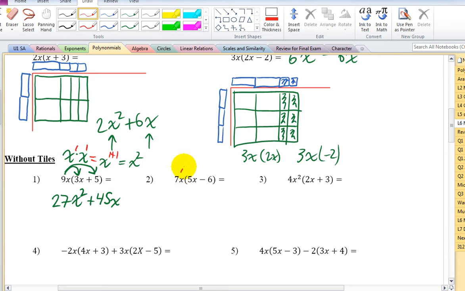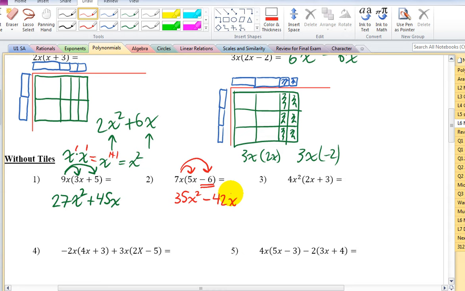Try the next one. 7x times 5x. And then 7x times minus 6. Watch your signs. Okay, you got to include that negative sign with the 6. What do we have? Negative 42x. Okay, thumbs up, thumbs down in the middle. What would you say? Vote, please.